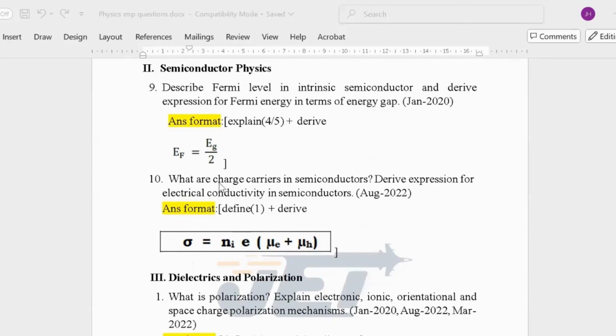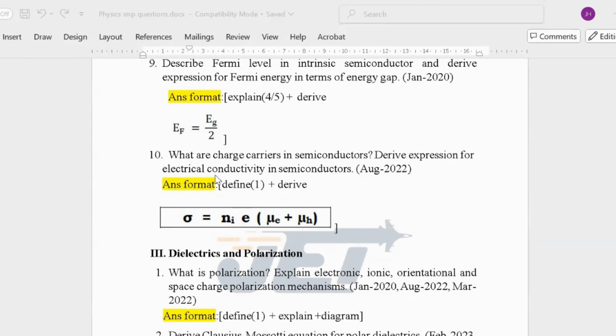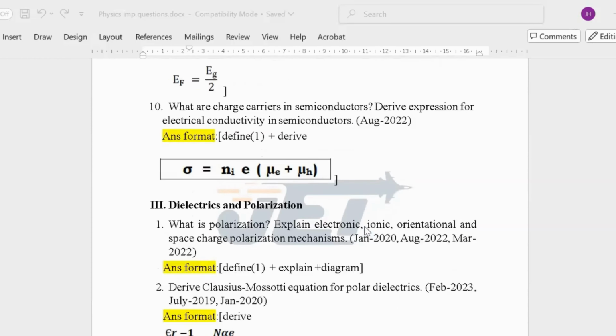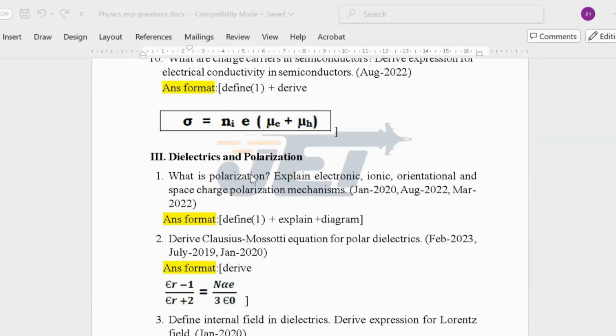This is what you're going to derive. Next, what are charge carriers in semiconductors? Derive expression for electrical conductivity in semiconductors. So first definition for 1 mark and then the derivation. This is what you're going to derive, guys. Okay. Next, we are coming to dielectrics and polarization.